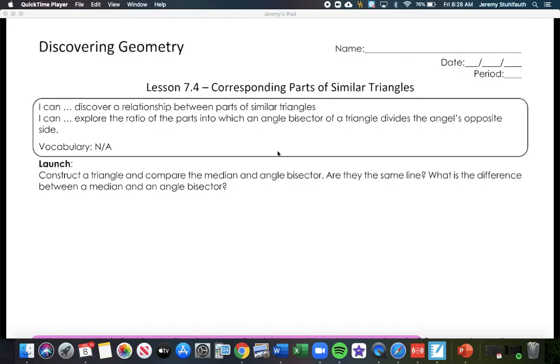Today we're going to look at the relationships between corresponding parts of similar triangles. To get started, we're going to take a look at the warm-up together. We're going to construct a triangle and then create a median and angle bisector. The two questions we want to look at are: are they the same line? And what is the difference between a median and an angle bisector?